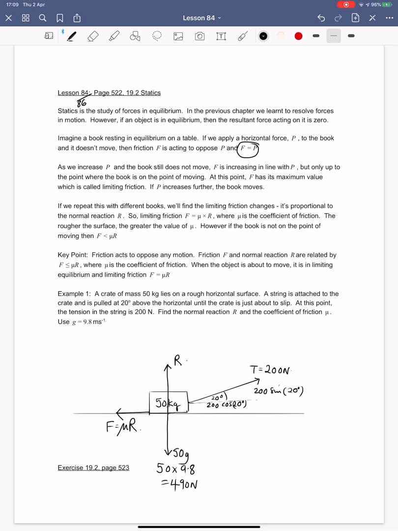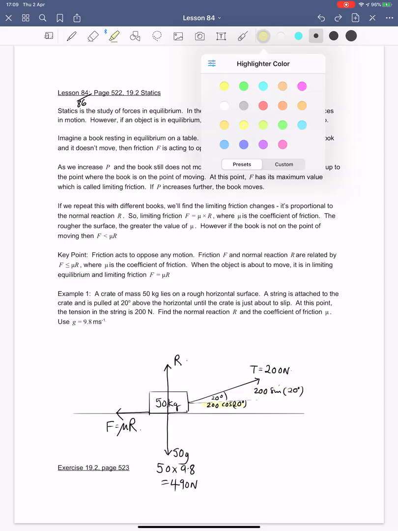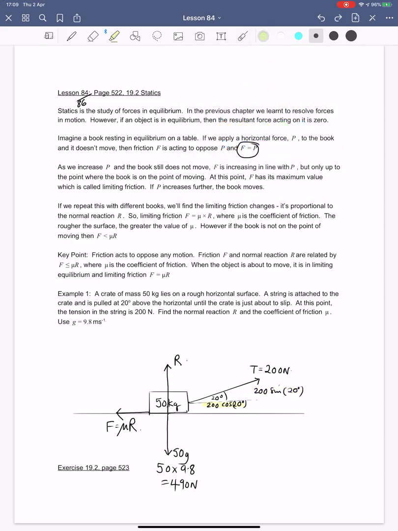So let's have a little look through. In fact, I'm going to do these different colours. I'll do the upwards ones and the vertical one, the horizontal one's different. That's a vertical one without a value. That's a vertical one with a value. And then we've got the friction, and that's a horizontal one, so yellow. So it's just on the point of moving, so all these forces are in equilibrium.